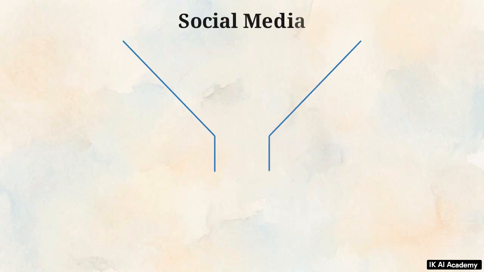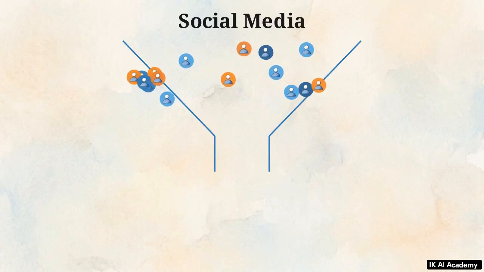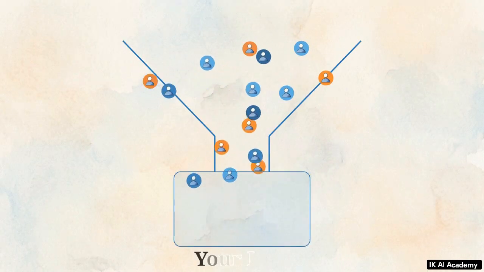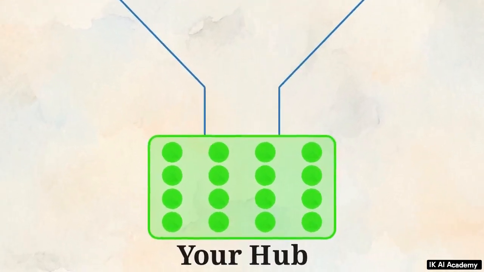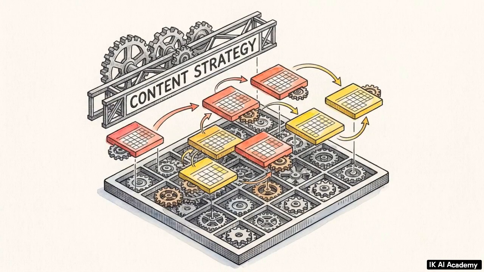This diagram illustrates the strategy. Social media attracts attention, but your central landing page captures that attention and funnels that traffic into a space you control entirely. Now that your digital home is built, you have to give people a reason to visit it. That requires consistent, targeted content.